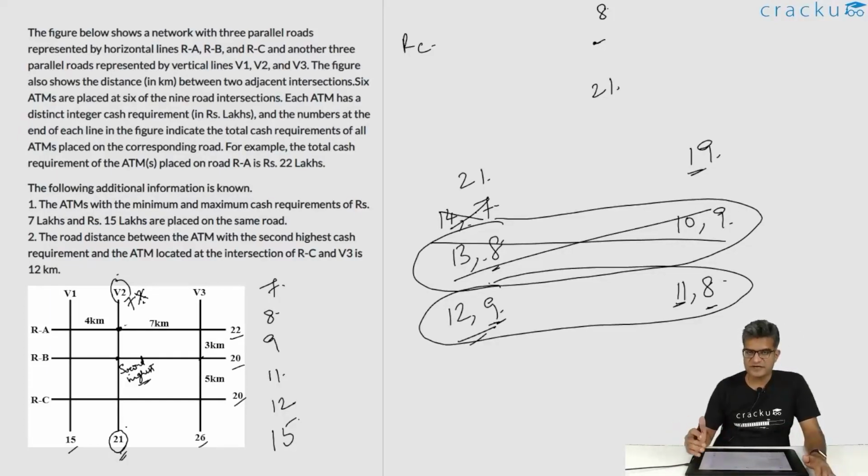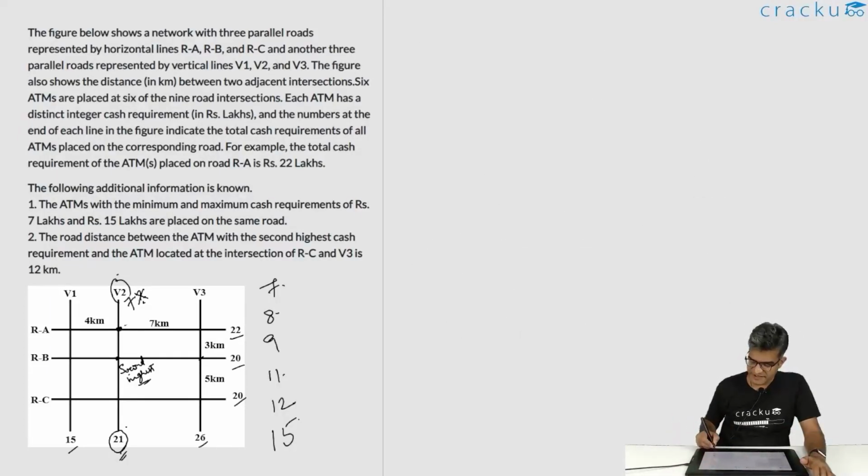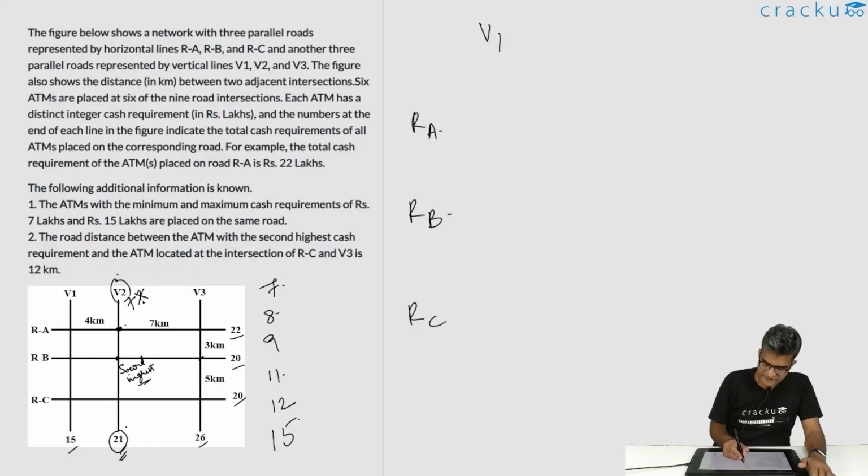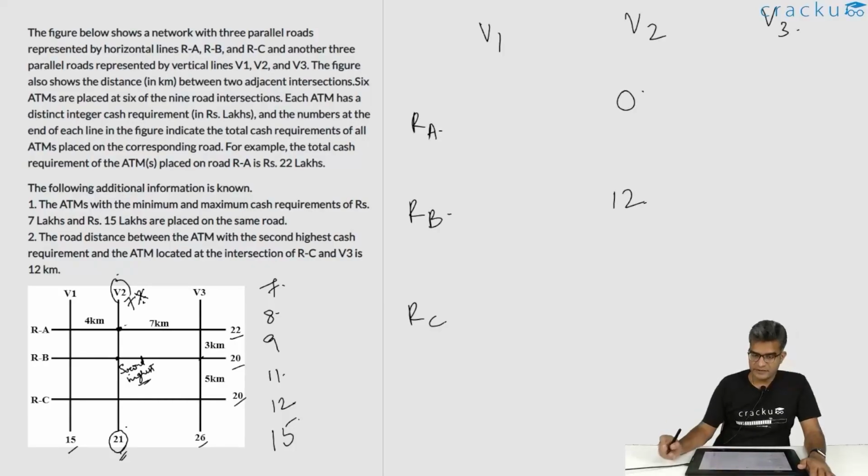Once we know this possibility, let us put down the information that we have over here. Again, we'll have RA over here, we'll have RB over here, we'll have RC over here, we have V1, V2 and V3. The second highest is 12, this is 0 like we mentioned, so this will be equal to 9. This is one possibility, this is 7 or 15.